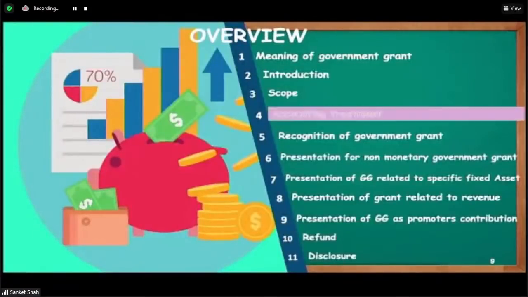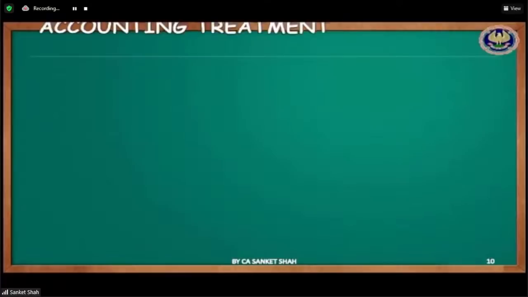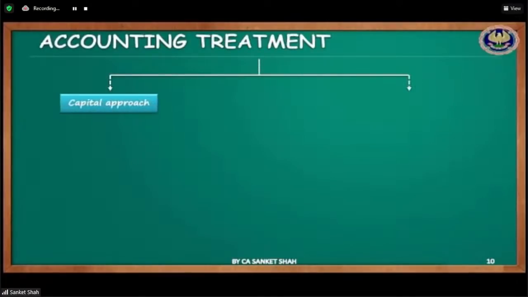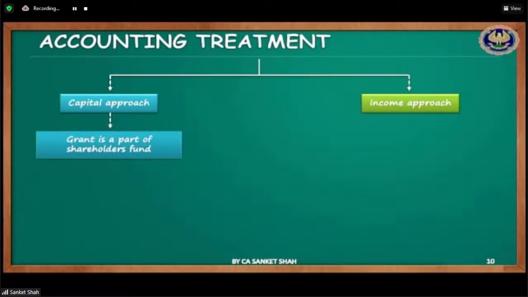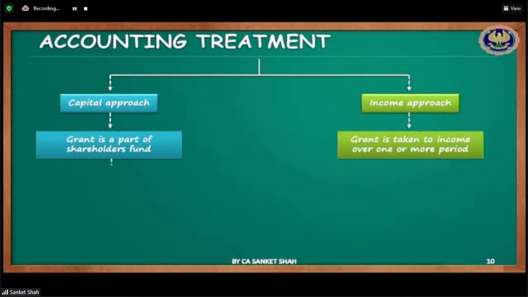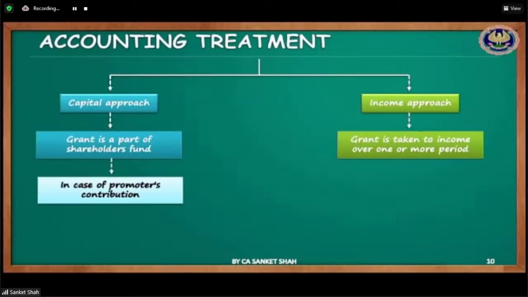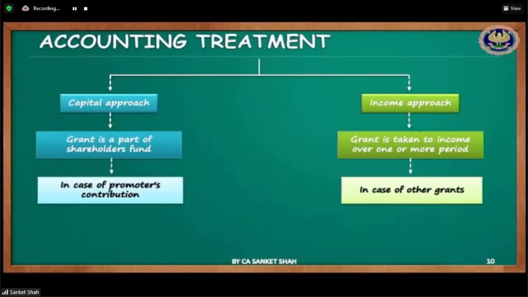Let's move ahead. Now what is accounting treatment? Accounting treatment is basically divided in two parts. One is capital approach and second one is income approach. Capital approach means the grant is part of shareholders' funds. Income approach means it is revenue in nature, so you will transfer it to profit and loss account. Here it is a promoter's contribution, and in case of other grants, it is the income approach.